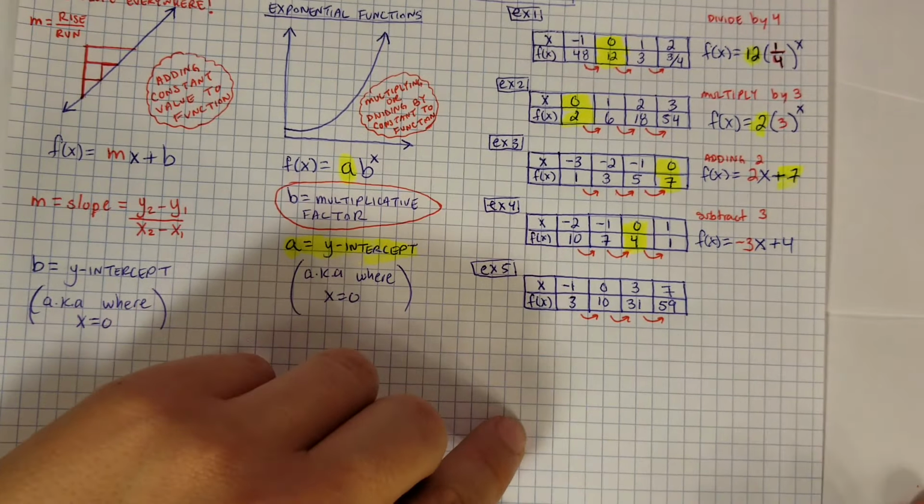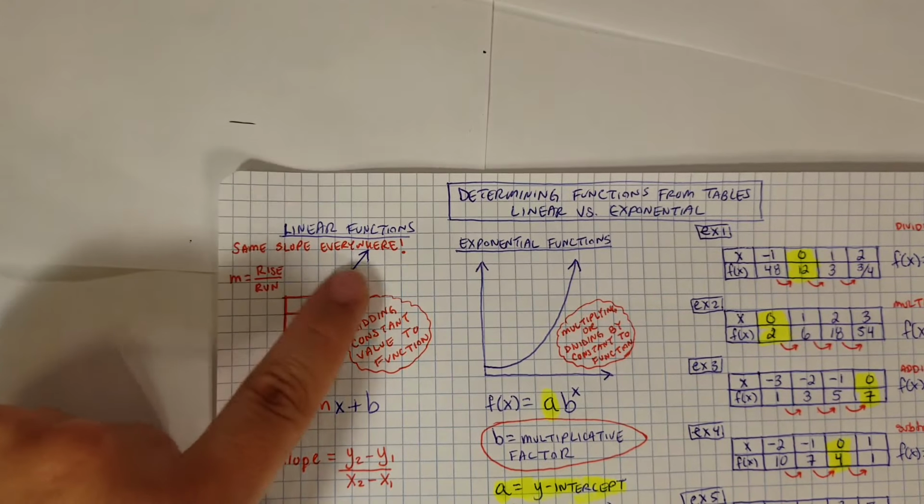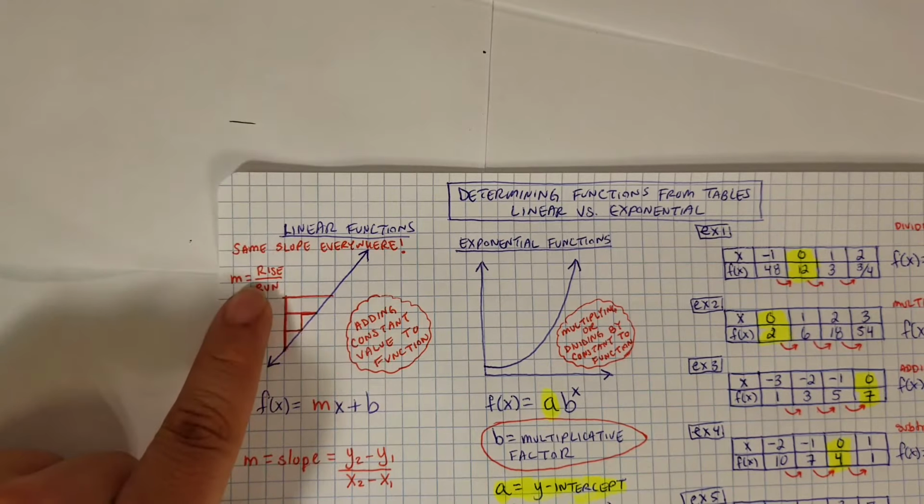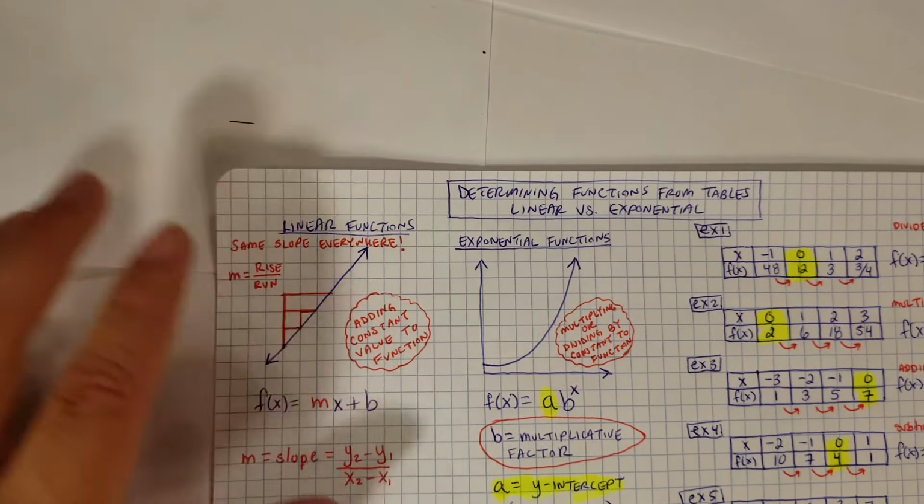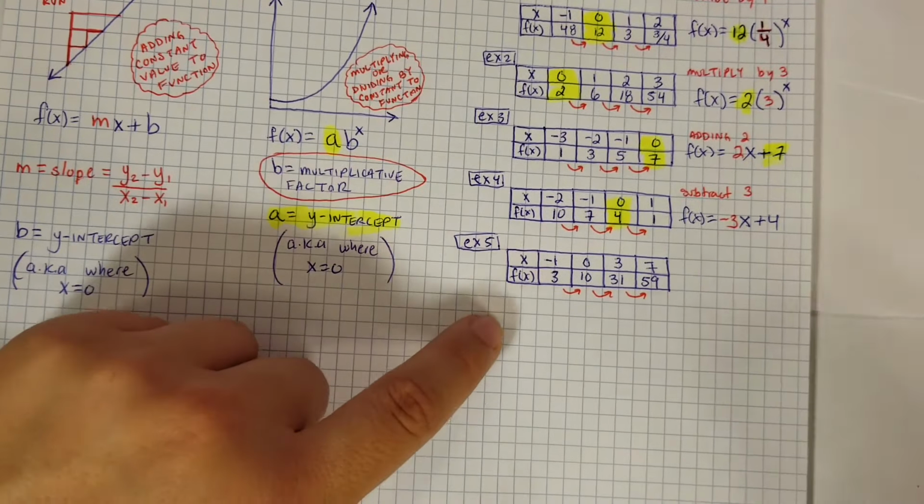So for that reason, we have to check a different method. We have to check the slope to see if the slope is the same. If the slope is the same everywhere, then we know we have a linear function, and it makes our life easy because we just plug it into that. If the slope is not the same everywhere, then we have to use a different method. So let's check it real quick.